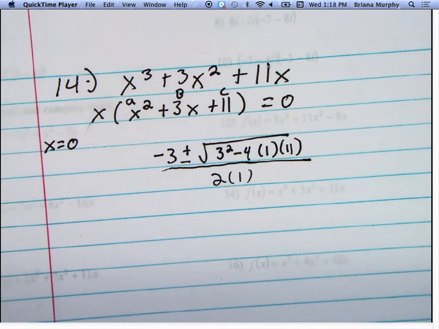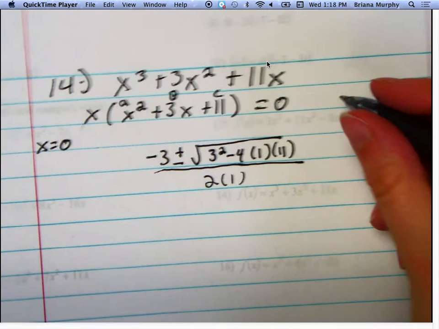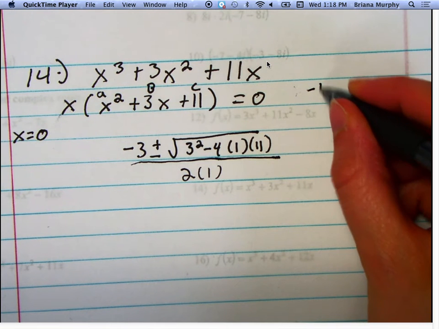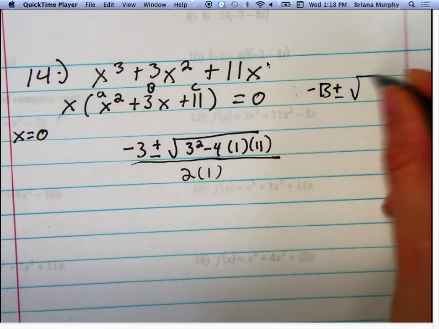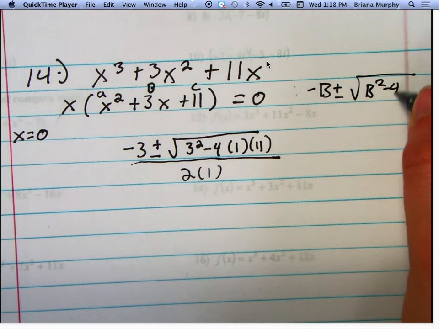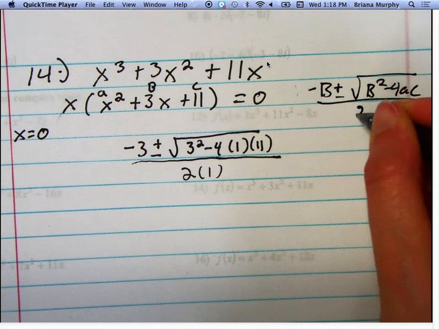So please make sure you have this down. And remember the formula. I'm going to write the formula right up here. Negative b plus or minus the square root of b squared minus 4ac all over 2a.